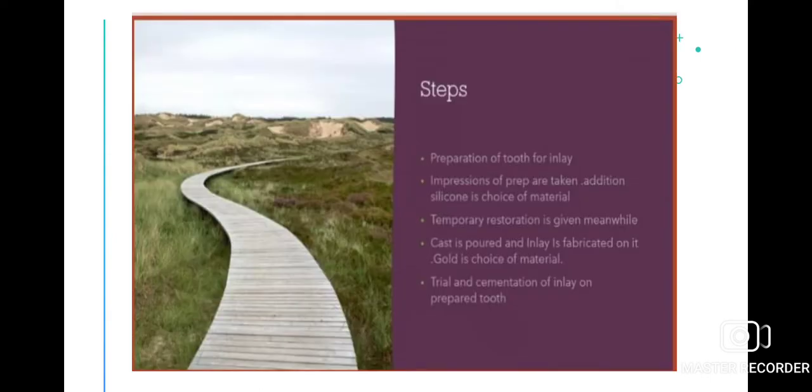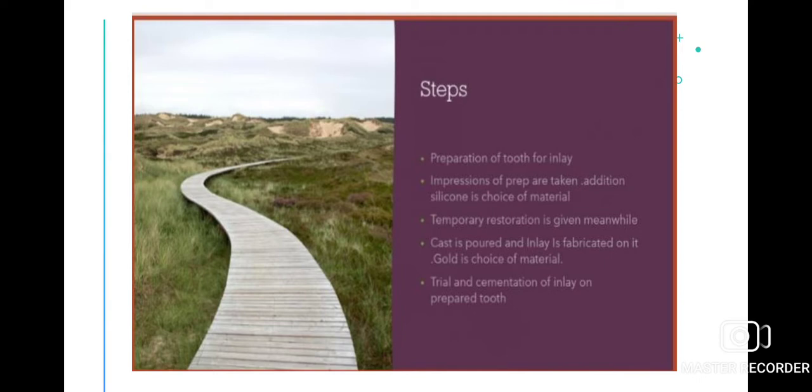What are the steps of the inlay? First, we prepare the tooth for inlay and then take the impression of our prep. For impressions, addition silicone is the choice of material. Meanwhile, we pour the cast and give it to the lab. Meanwhile, we give the temporary restoration to the patient.